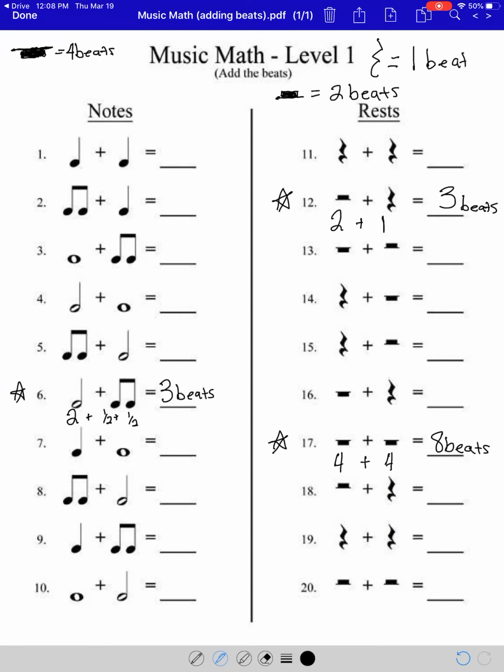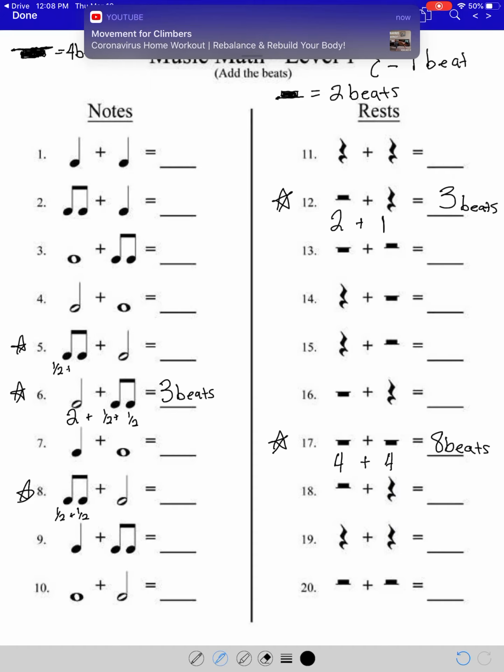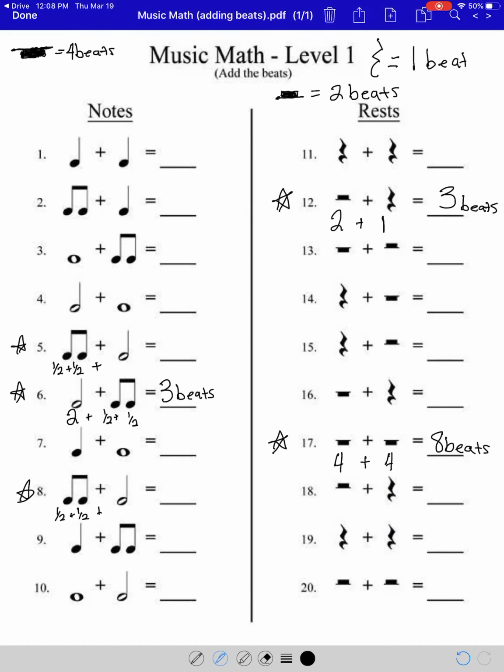So anytime you see something like this in number 8, that's 1/2 plus 1/2, or you can think of those as just 1. Again, here number 5, I know this is 1/2 plus 1/2 plus whatever's next to it, right? Actually, now that I'm looking at it, number 5 and number 8 are exactly the same. So if you figure those out, you should be able to figure the other ones out as well.